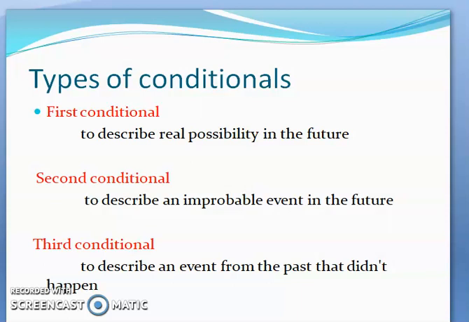Now in the third slide, you are going to see the different types of conditional clauses. The three different conditional clauses are the first conditional, second conditional and third conditional clause. The first conditional clause describes the real possibility in the future. The second conditional clause describes an improbable event in the future. The third conditional clause describes an event from the past that did not happen.